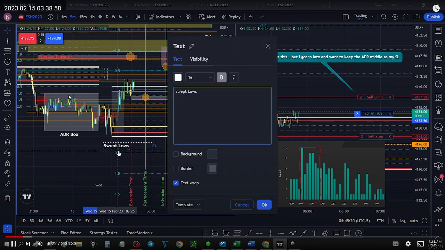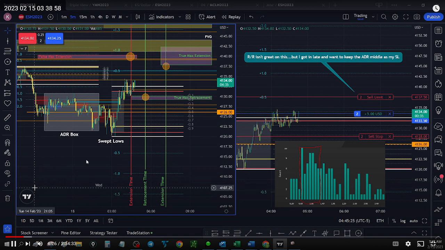In the Asia session, and I learned this from Nindo. He's one of the Academy gurus, I guess you could say. He's a beast with this stuff.